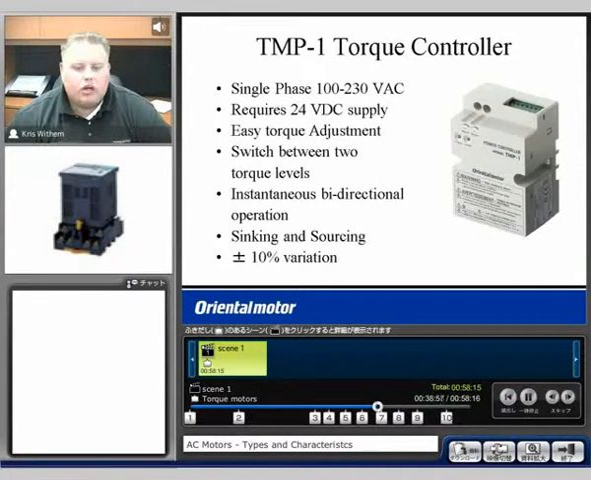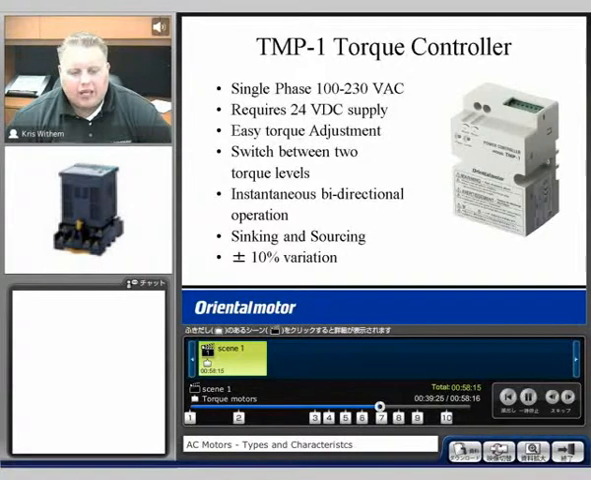Without the controller, if you were to take a torque motor and just run it at 110, 115 volts, you'd have around a 5-minute duty cycle rating. This is because of added heat to the motor. If you were to drop that to around 60 volts, it would be able to run continuously. What we're doing with the TMP control unit is taking the voltage to the motor and decreasing or increasing the torque depending on your application.